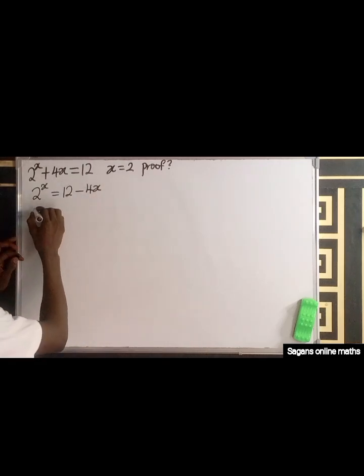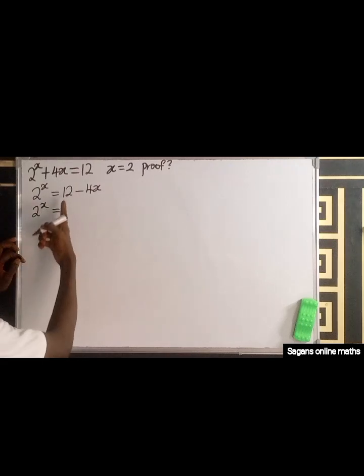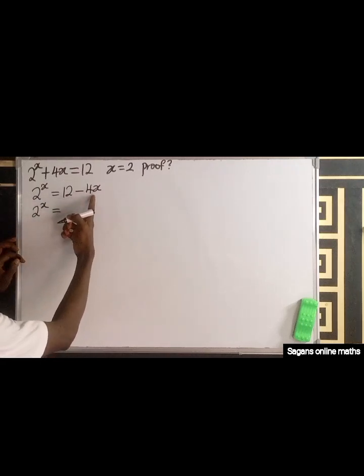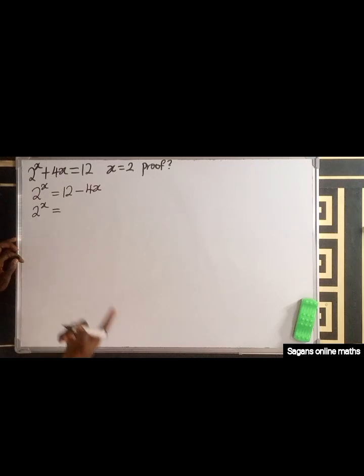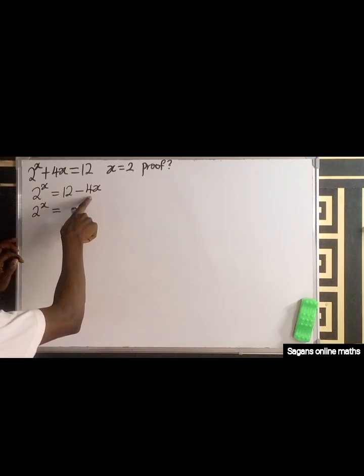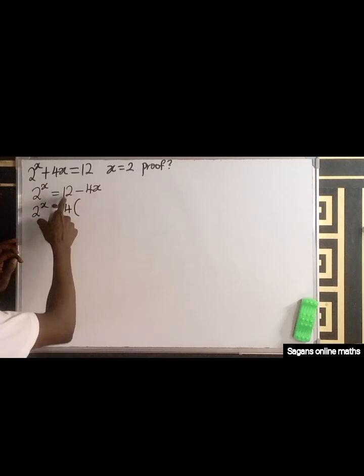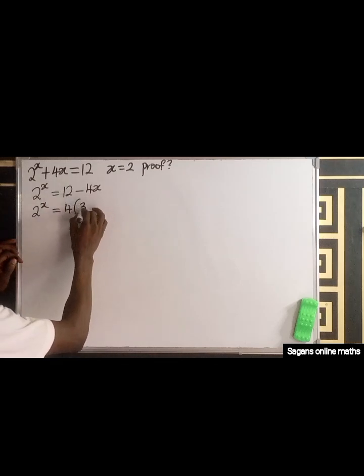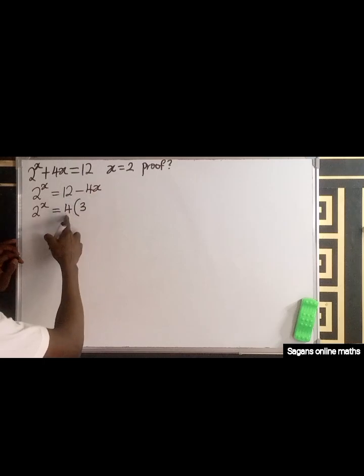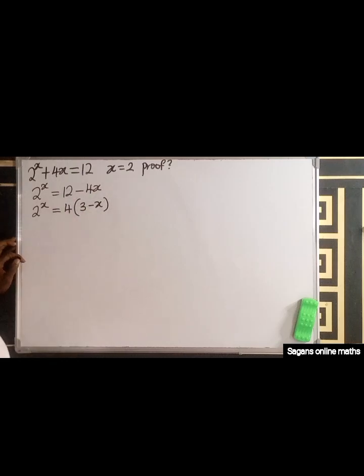Second step, we're going to factor. 2 raised to the power of x is equal to. Now let's observe between 12 and 4x. What is common? 4 is common, because 4 can go into 12 without remainder, and 4 can also go into 4x without remainder. So 4 is common, okay? 12 divided by 4 will give us 3. Minus 4x divided by 4 will give us minus x, okay? Wow, this is amazing.